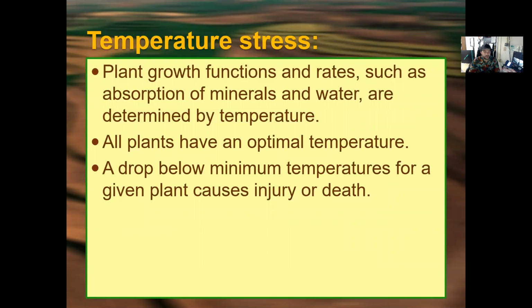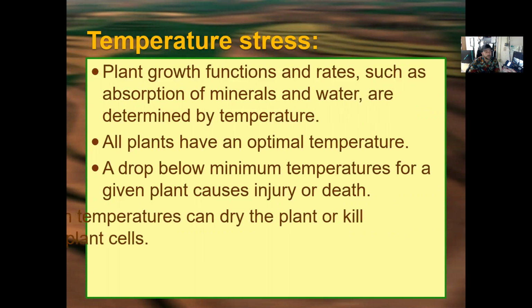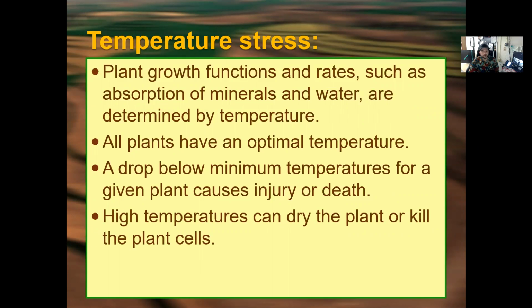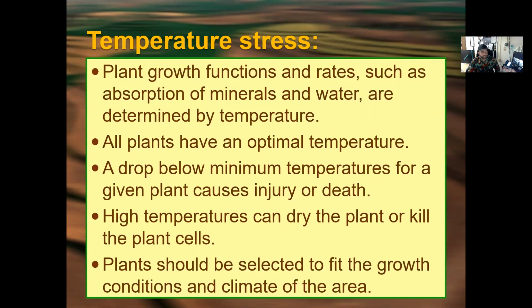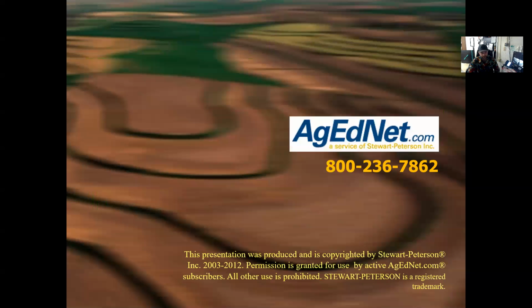A drop below minimum temperature for a given plant causes injury or death, and you'll see that in springtime once they come back around. They either won't come back, or they're going to come back with some bruising, and maybe some might be leggy and weak, or might even grow pretty stocky. High temperatures can dry the plant or kill the plant cells, and plants should be selected to fit the growth conditions and climate of the area. So you're not going to see a lot of palm trees up in this area, but you are going to see more pine trees, oak trees, maples, and all that good stuff.